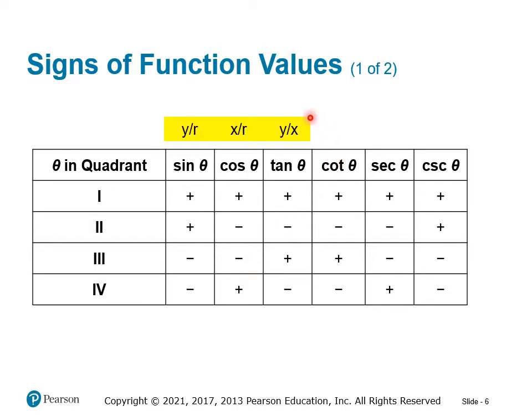Okay? Now, tangent has both x and y in it. And it's a ratio of those. When x and y are both the same sign, when they're both positive, then tangent will be positive. When both x and y are negative, negative divided by negative is also positive, so tangent will be positive. So notice that x and y are the same sign in quadrant 1, where they're both positive, and in quadrant 3, where they're both negative. So tangent will be positive in quadrants 1 and 3, and negative in 2 and 4, where x and y are different signs.